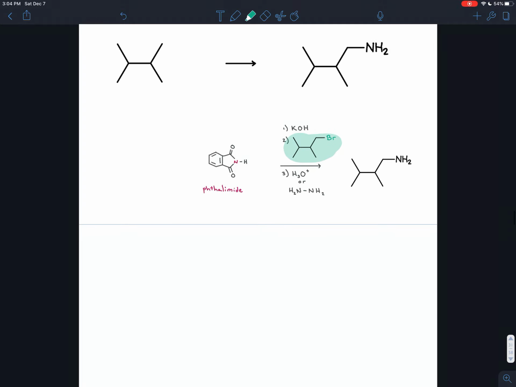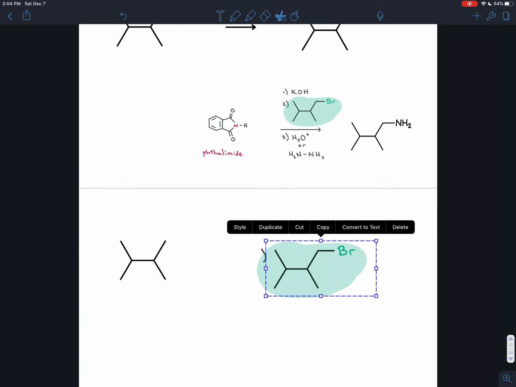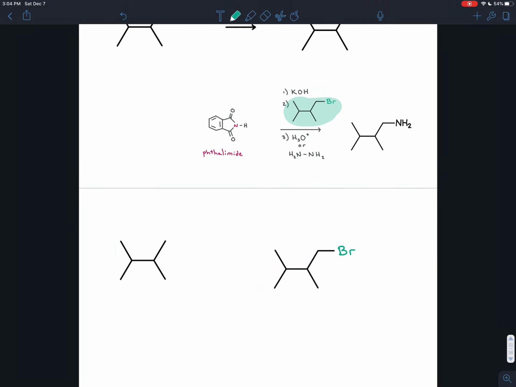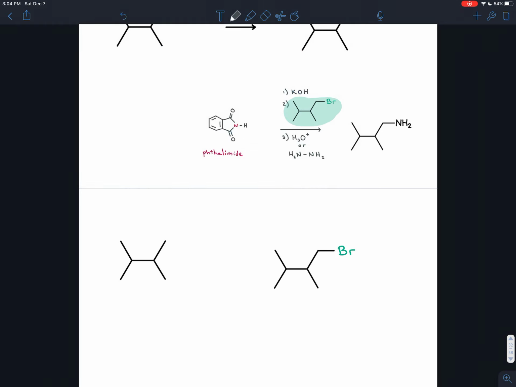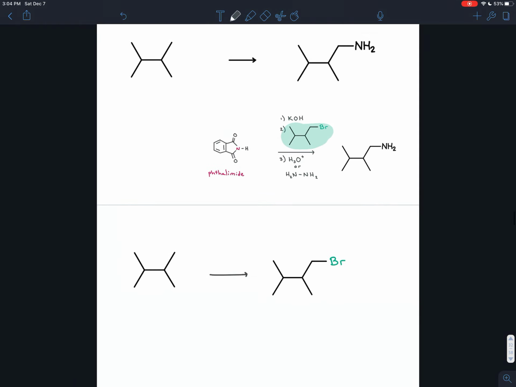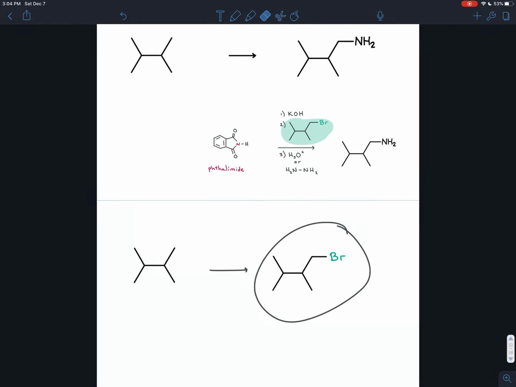And so our exercise, or this synthesis, becomes a slightly different question. How can we get from this alkane to this alkyl halide? Now, how can we do that? Because once we have this, we can use the Gabriel synthesis to get the final amine that we want.